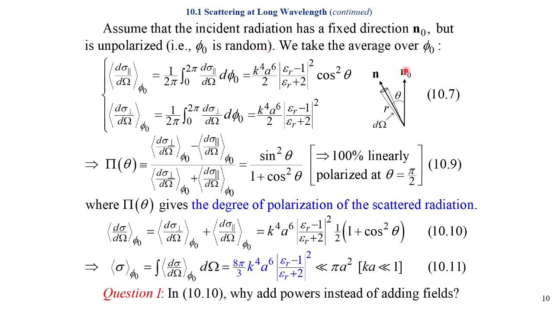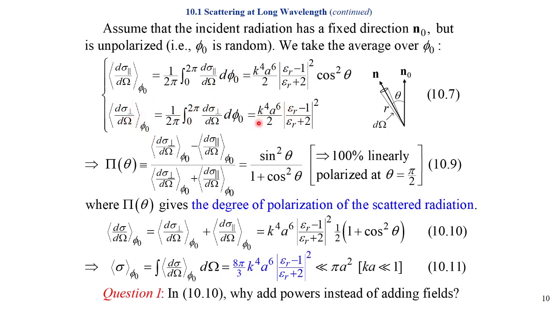So this is the direction of propagation. The incident wave is in a fixed direction. But if the incident wave is unpolarized, like the radiation of the sun, then this direction is the same, but it can polarize in the xy plane. So we will take the angle average and divide it by 2 pi. By doing so, the coefficient does not change, just average over phi 0. And once again, perpendicular cross section, average over phi 0.